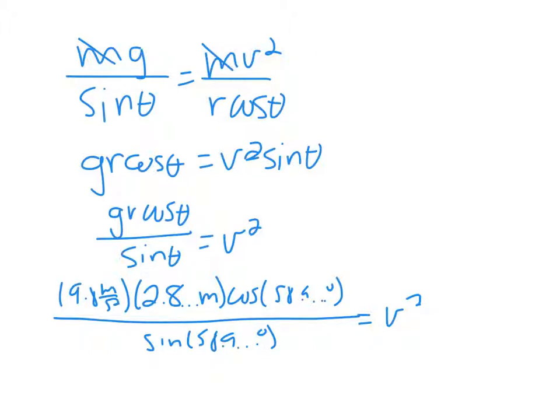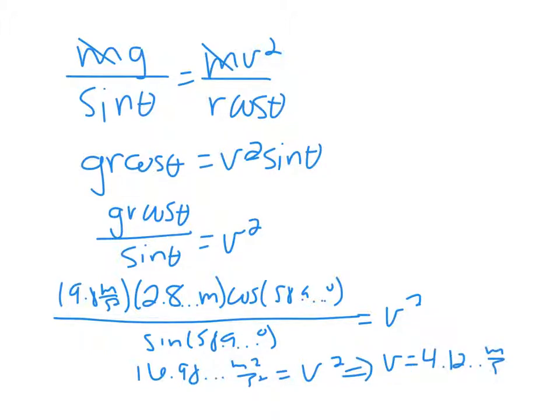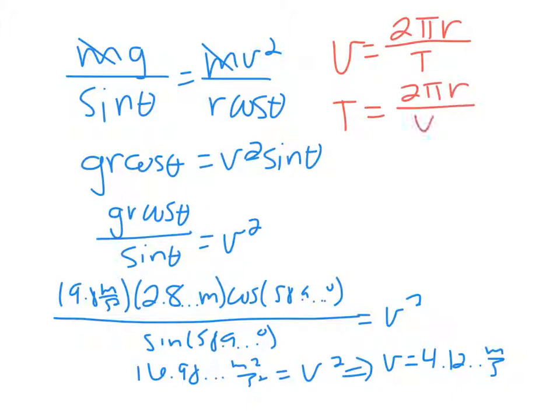Putting all of this into the calculator, you're going to get 16.98, keeps on going, meters squared per second squared, for the speed squared. Taking the square root of that, we get a speed equal to 4.12 meters per second. But this is not my final answer. We're looking for period. The only equation with period is speed equals 2 pi times the radius, so the distance around a circle, divided by the period. So period equals 2 pi times the radius divided by the speed.